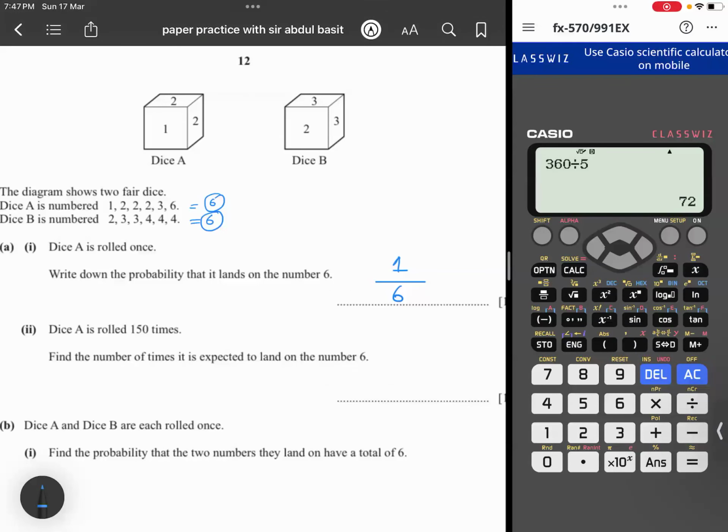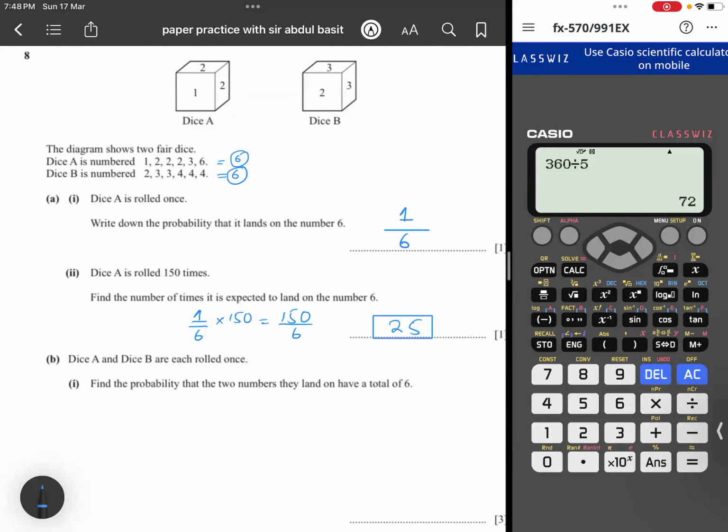Dice A is rolled 150 times. Find the probability it is expected to land on number 6. Beta, we know that the probability of number 6 is 1 by 6 multiplied by 150. That is 150 divided by 6. So beta, 150 divided by 6 is how much? Sir, 25. 25 times it will land on number 6.